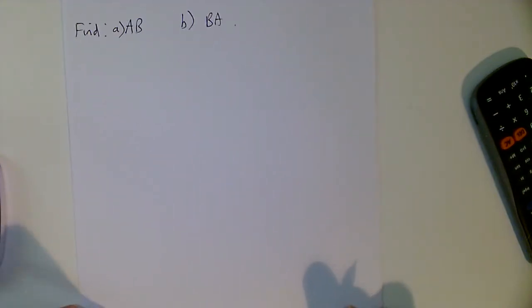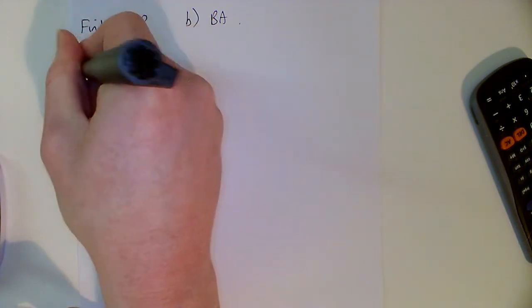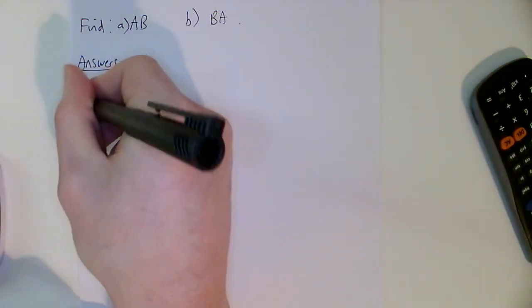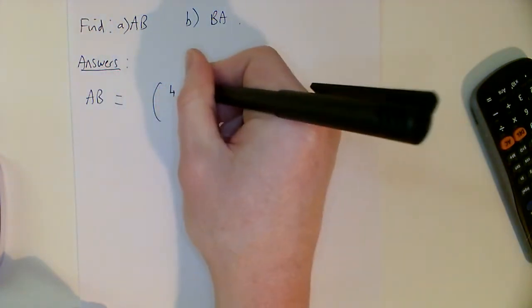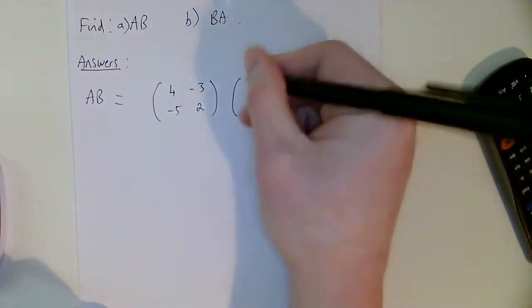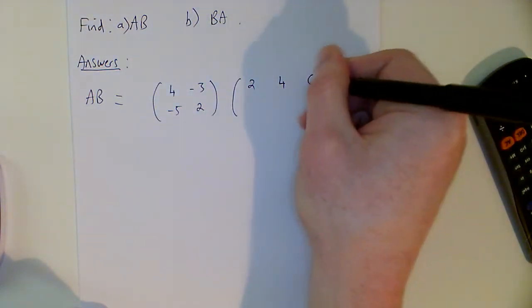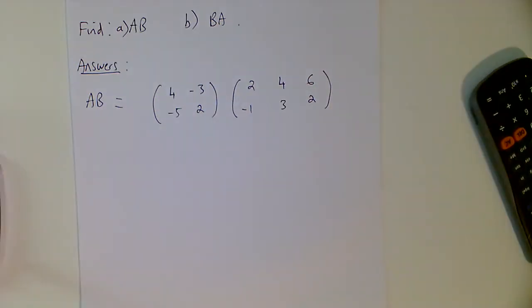Okay, now let's go through the answers to these questions. So firstly, we want to look at AB. So that is 4, negative 3, negative 5, 2, and I'm multiplying that by 2, 4, 6, negative 1, 3, 2. Now, remember the crucial thing when we're dealing with matrices is we want to first write down the size of the matrix, or the order of the matrix, to make sure that we can multiply them.